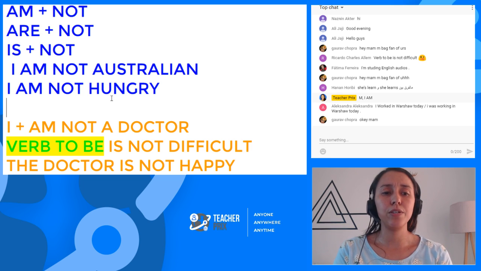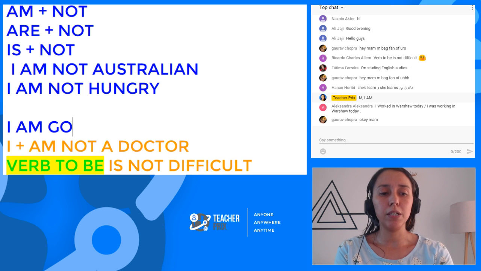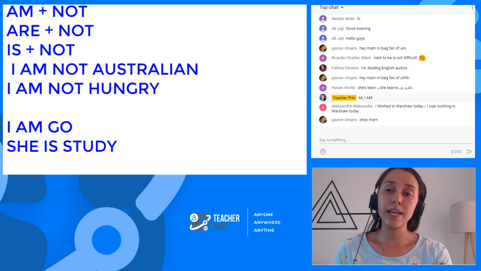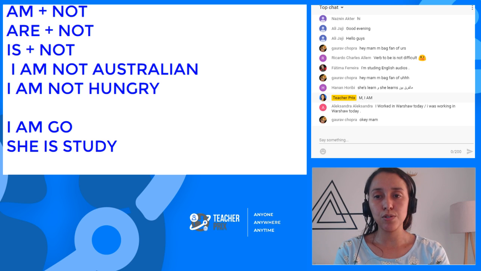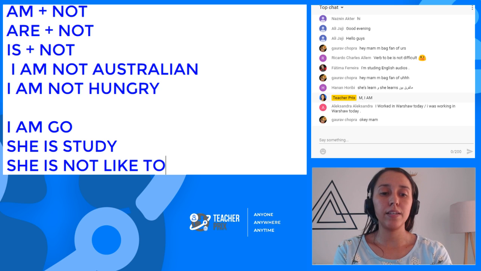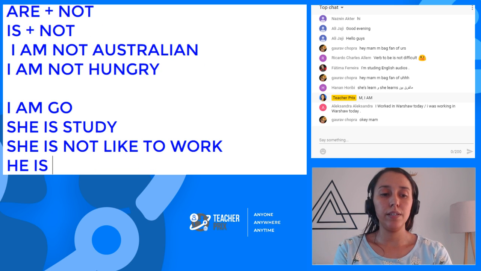And just as I said, when students say, I'm a go, she is study, English learners also tend to do that in the negative sentence. She is not like to work. He is not to go to school.